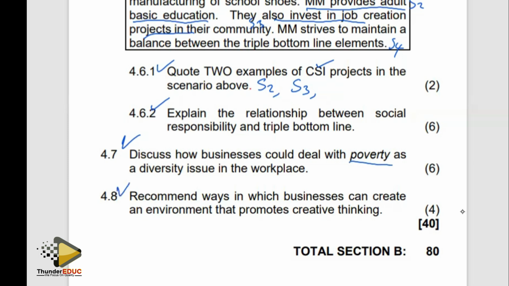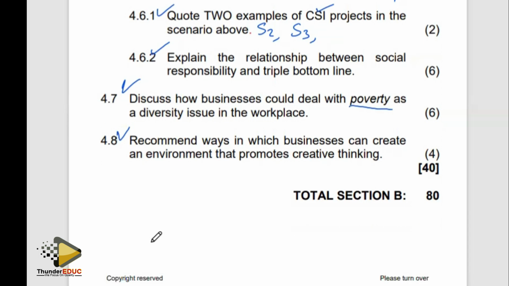So now let's move on to 4.8. So now 4.8 reads as follows. Recommend ways in which businesses can create an environment that promotes creative thinking.